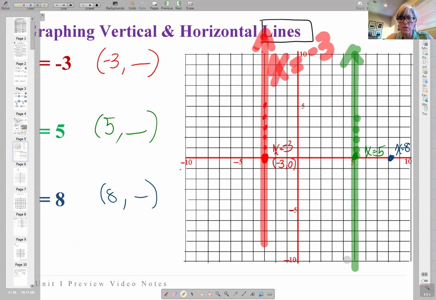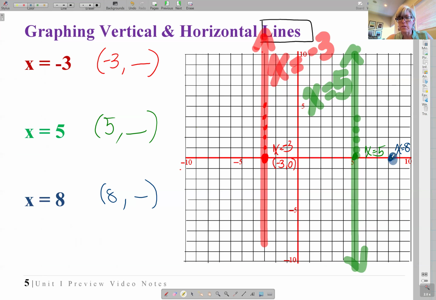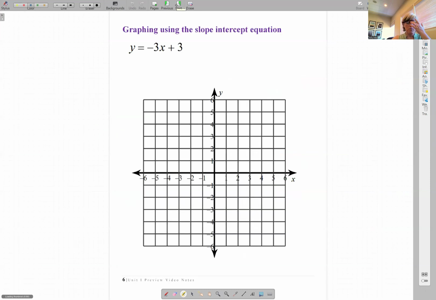That is x equals 5. Last one, all the points where x is 8. So that's 8, 0, 8, 1, 8, 2, 8, 3, etc. And you do this, all the points where. So all x equal lines are vertical lines. All x equals lines are vertical lines. Keep that in mind.